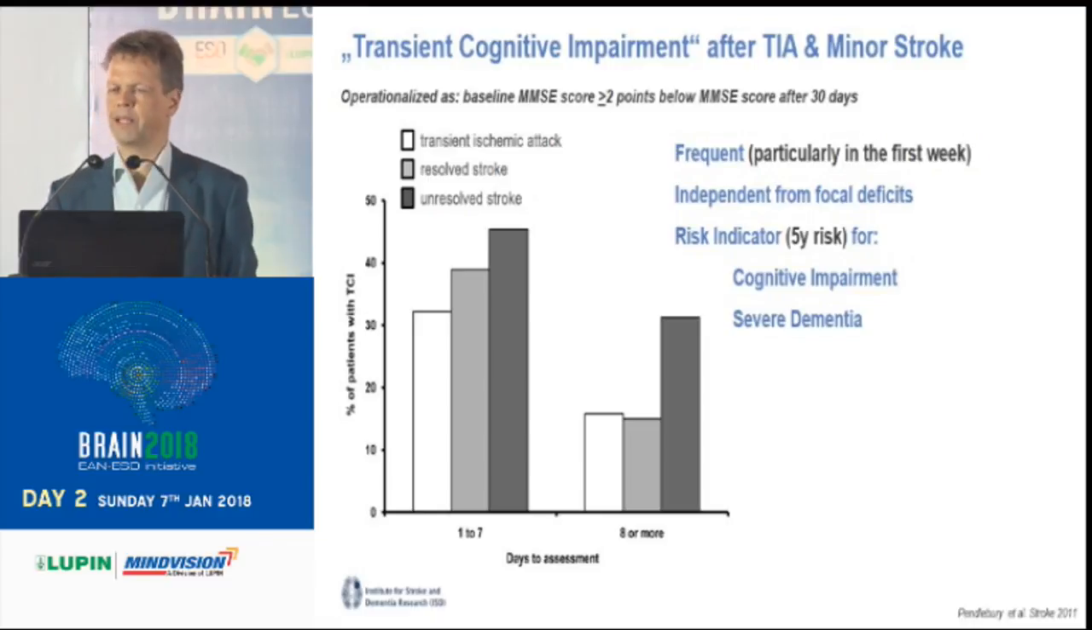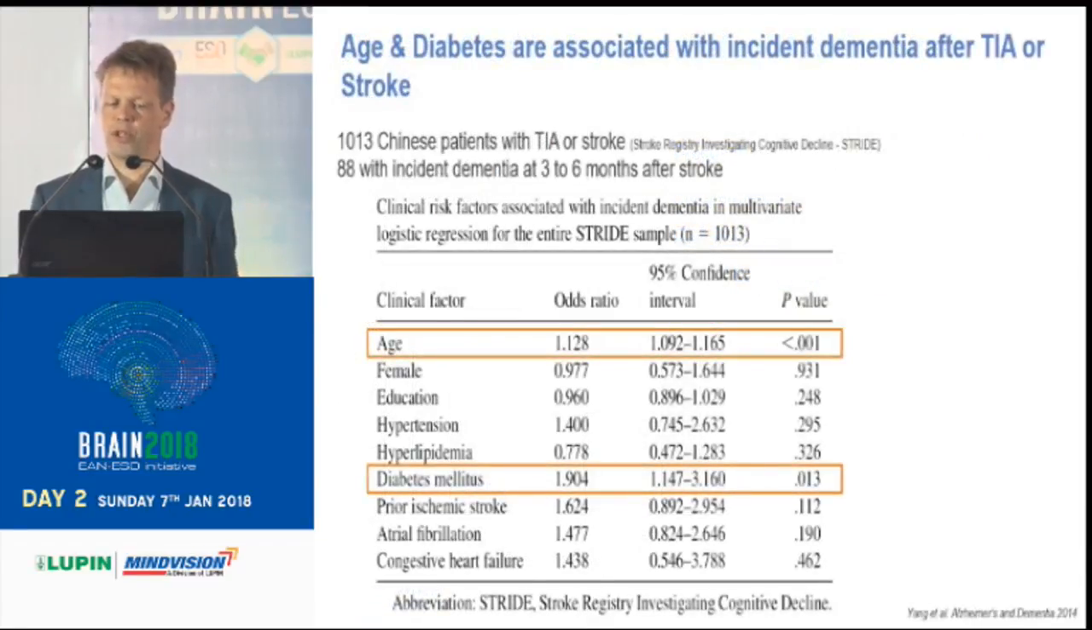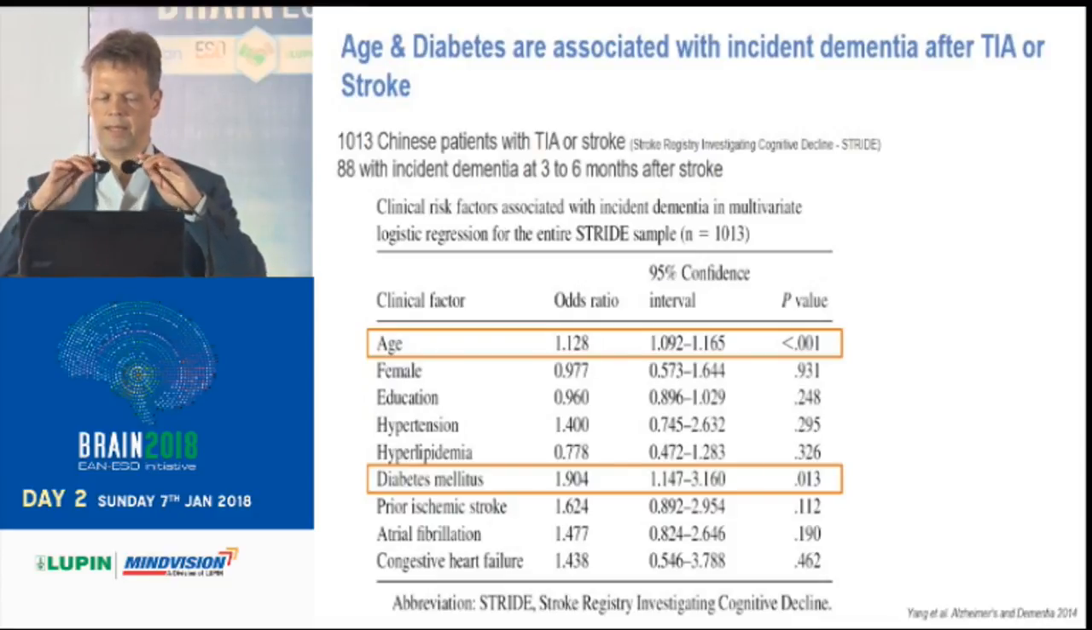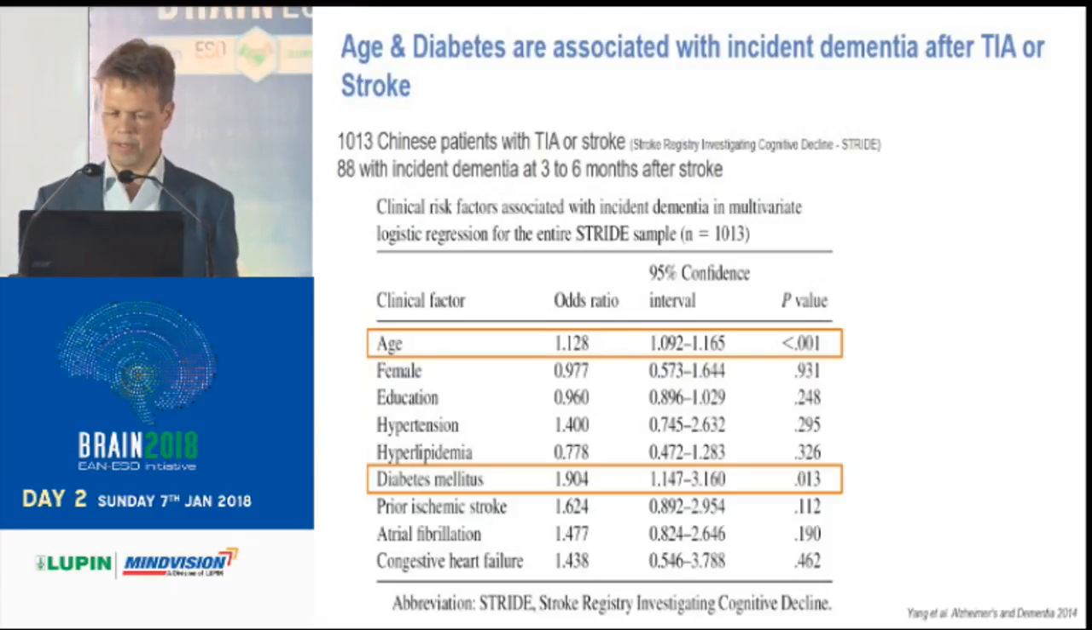Now, what are risk factors for incident dementia after TIA or stroke? First of all, there are demographic factors. Of course, there's age. And then probably the second most important risk factor for developing VCI after stroke is diabetes. This is from a series of slightly more than 1,000 Chinese patients originally seen and collected by Vincent Mok in Singapore, 88 of whom developed incident dementia 3 to 6 months after stroke. And again, in this series, it was mostly age and diabetes that turned out to be demographic risk factors for the development of post-stroke dementia.